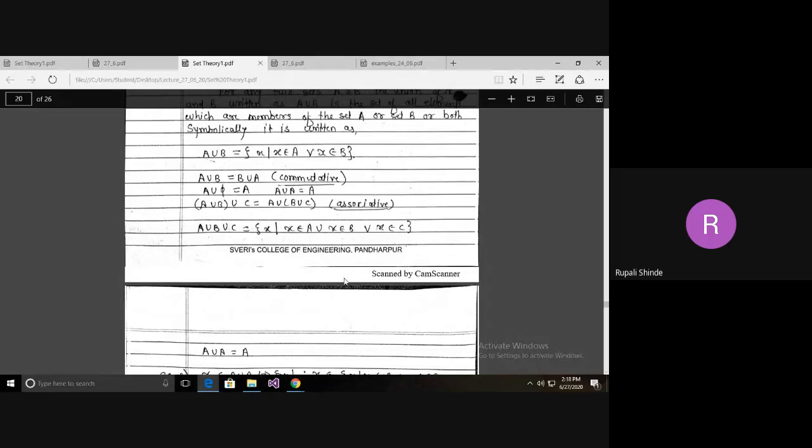Again, A union A is equal to A. Again, this union satisfies the associative property: A union B union C is equal to A union B union C. So here you have to prove these statements. Take this one as homework. You have to prove A union phi is equal to A, A union A is equal to A, and the next one, A union B union C is equal to A union B union C. So can you prove this?